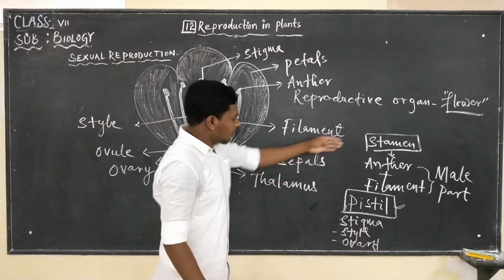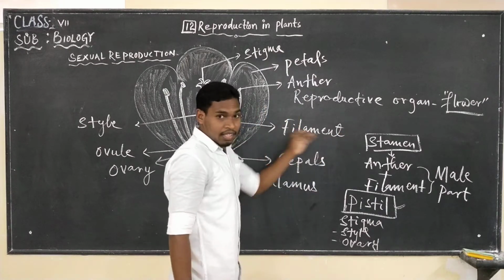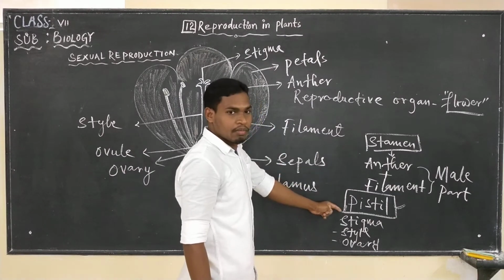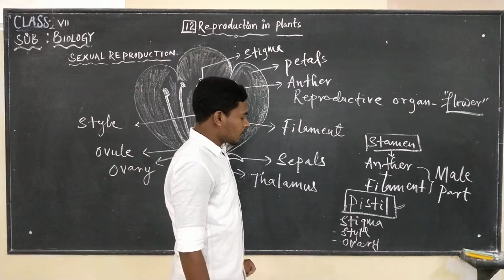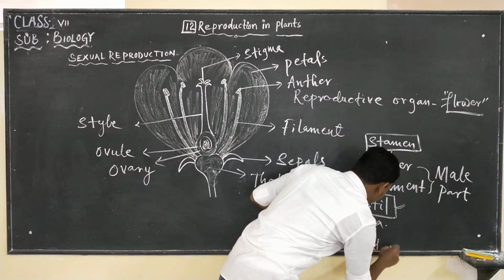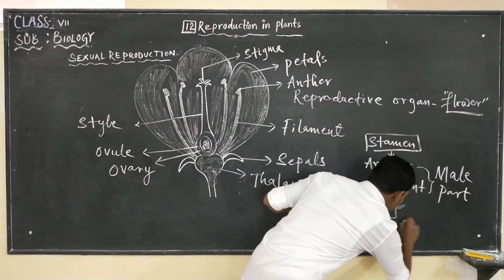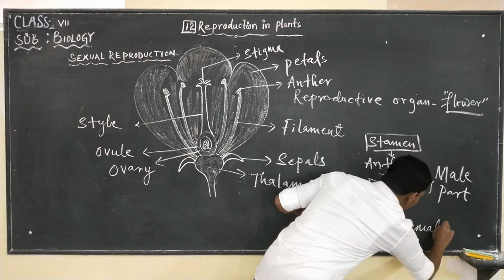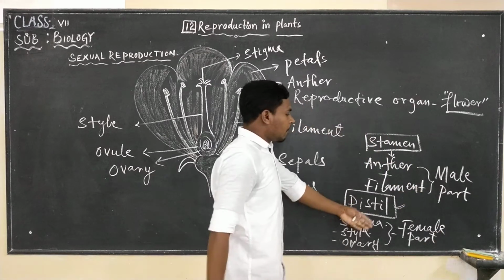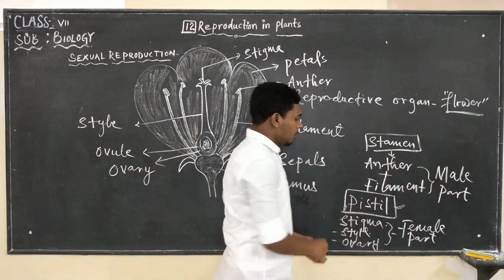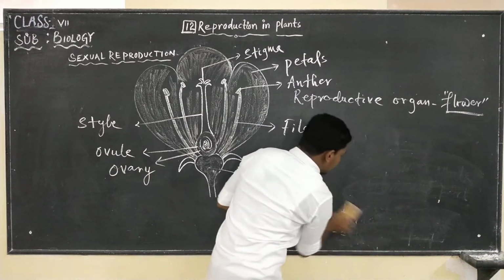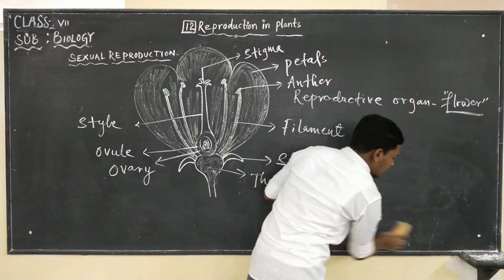So we saw that the flower has a male part and a female part. Stigma, style and ovary are the female part of the flower. So, male part and female part. We will take the diagrams separately to understand better.